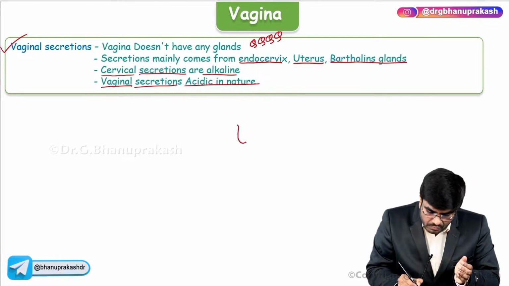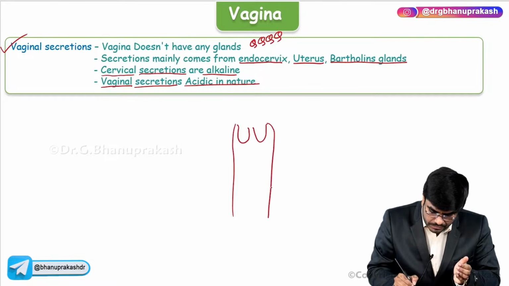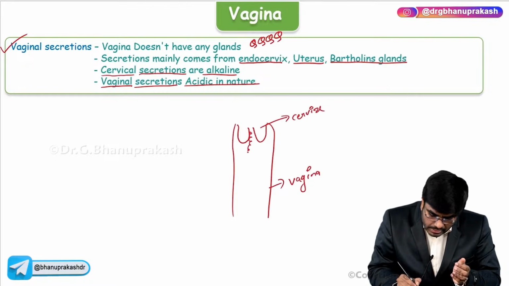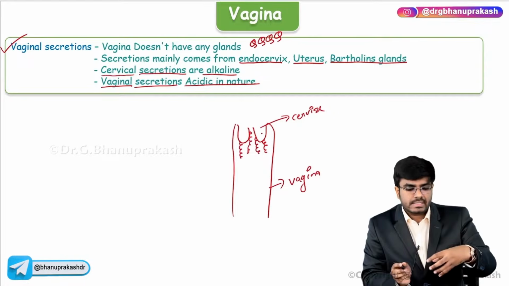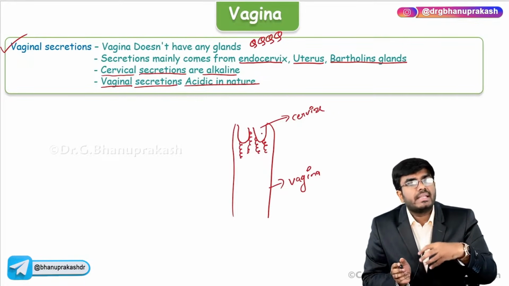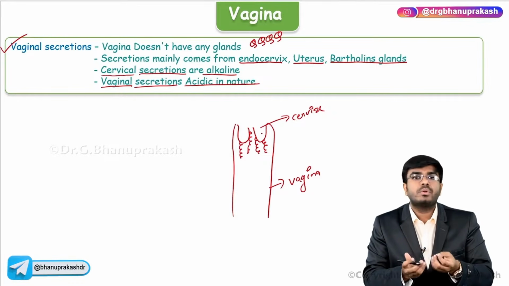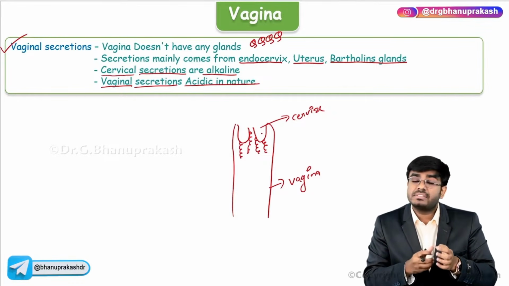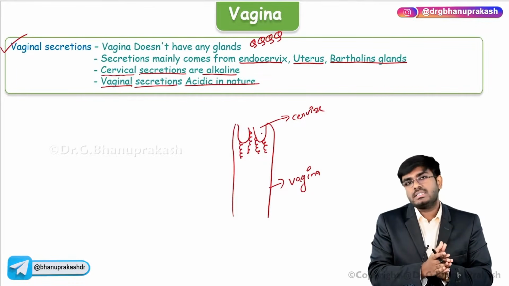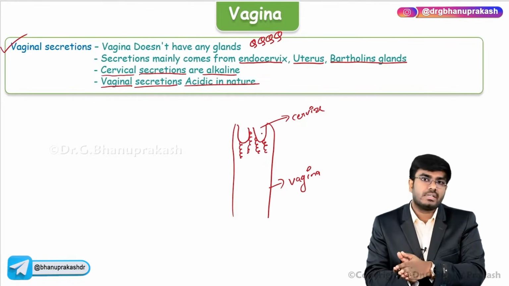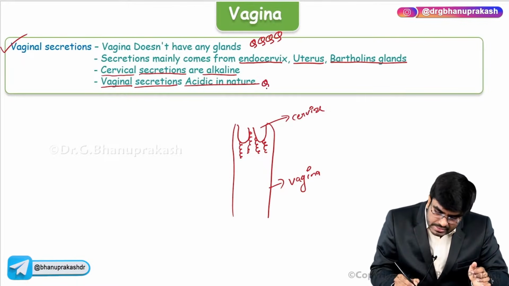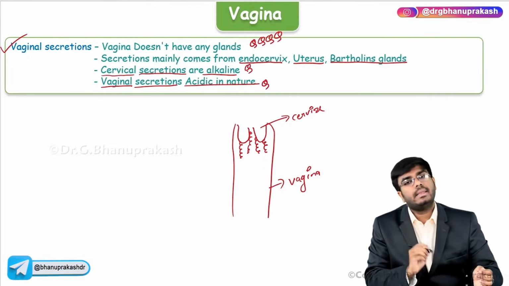See, this is the vagina, this is the cervix. The secretions coming from the cervix are alkaline in nature, there is no doubt. But once these secretions reach the vagina, in the vagina we know that there are lactobacilli, and these lactobacilli produce lactic acid. This lactic acid is going to mix with these secretions. So now these secretions are going to turn acidic in nature in the vagina. So that's why vaginal secretions are acidic in nature, but the cervical secretions are alkaline in nature.